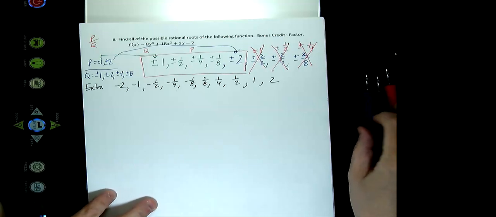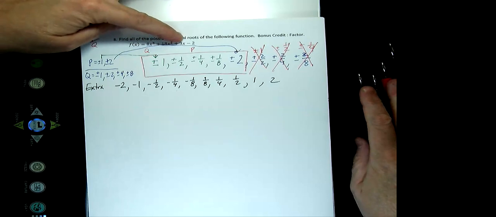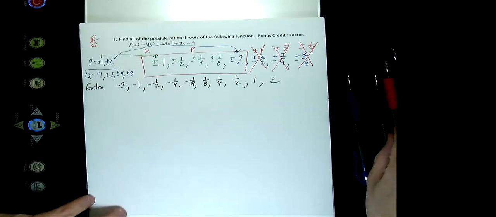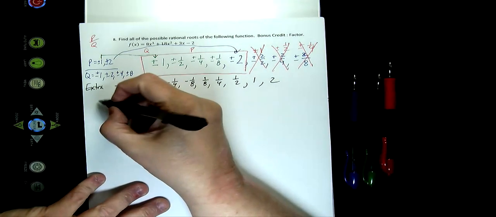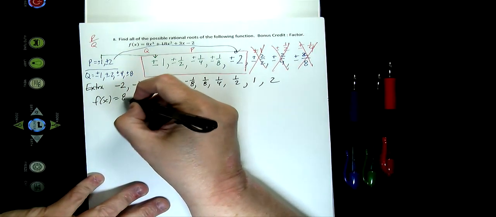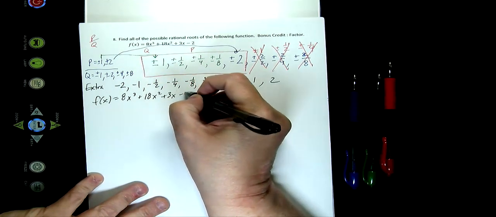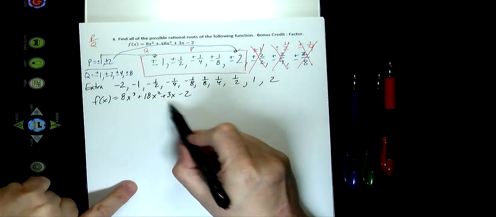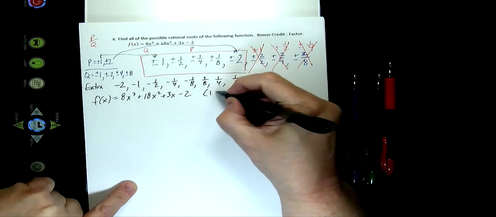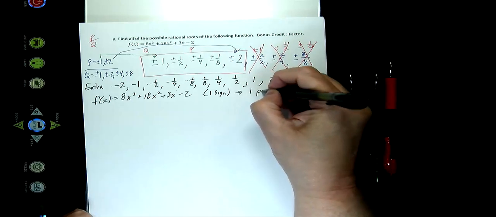And then I'm going to take advantage of some rules that we had. How many sign switches do I have in this thing right here? So we've got f of x equals 8x cubed plus 18x squared plus 3x minus 2. There's only one sign switch, right? From the 3 to the -2. One sign switch tells me at most one positive answer.